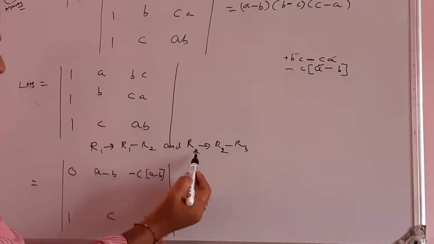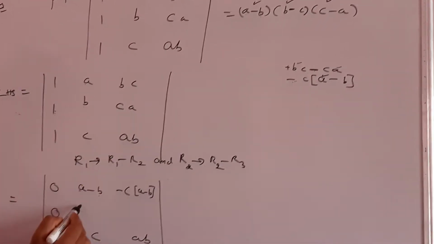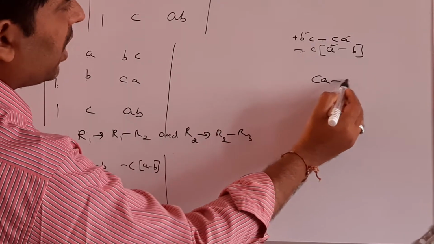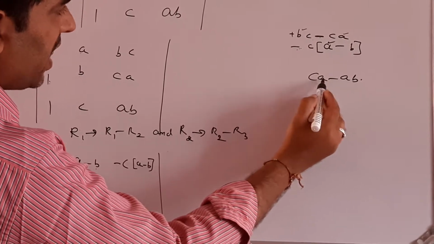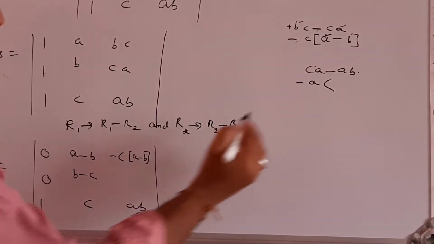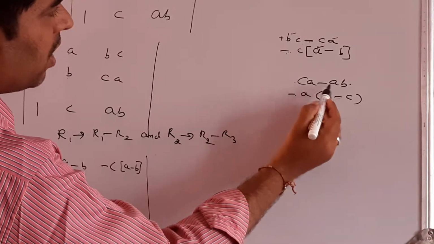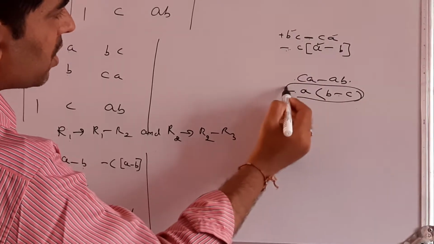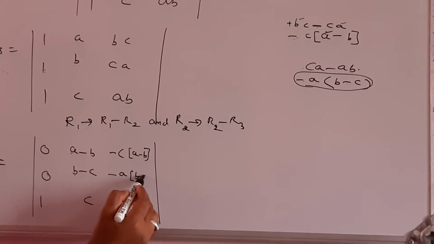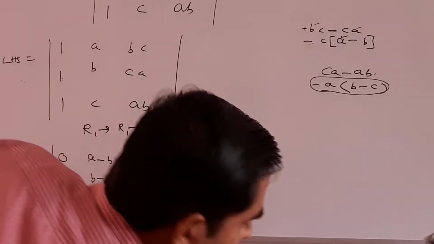Then the second row changes to second row minus third row. 1 minus 1, that is 0. Then this will be B minus C. Then CA minus AB. Same thing here, CA minus AB. A is common, so you take minus A outside so that you can get B as the first term. So B minus C, and minus into minus is plus, CA minus AB. So I can write this as minus A into B minus C. So these are the common factors.